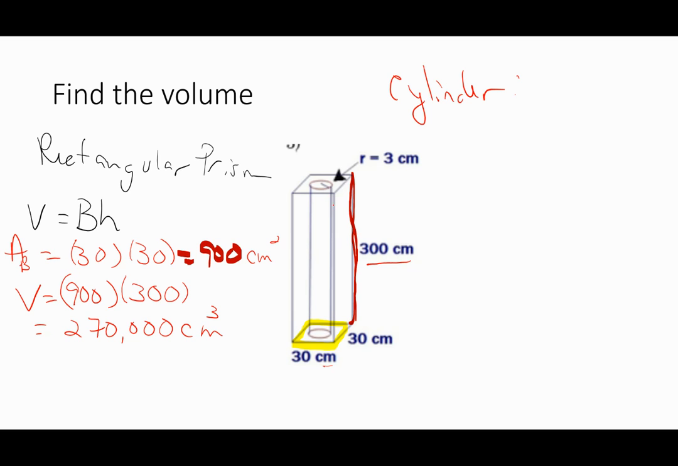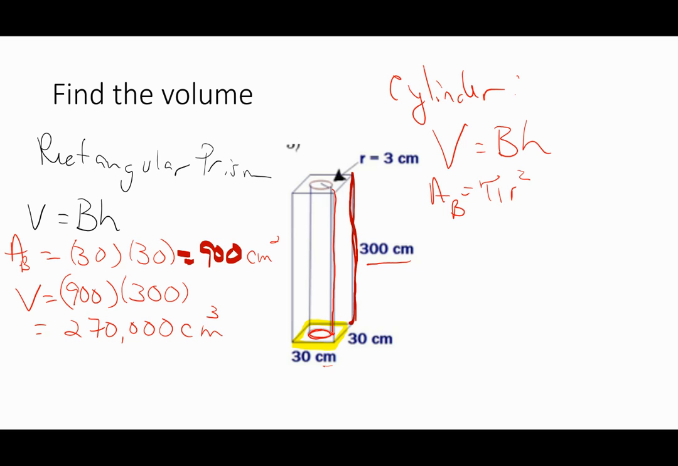Now this is also 300 centimeters tall. So we're going to still look at it the same way. The volume equals the area of the base times the height. But the base that we have down here is a circle. So we need to find the area of the base. And the area of the base for this figure is pi r squared. I was getting a little ahead of myself.